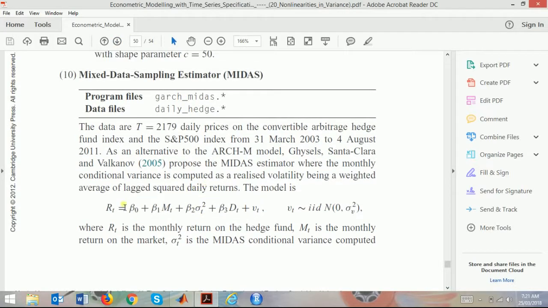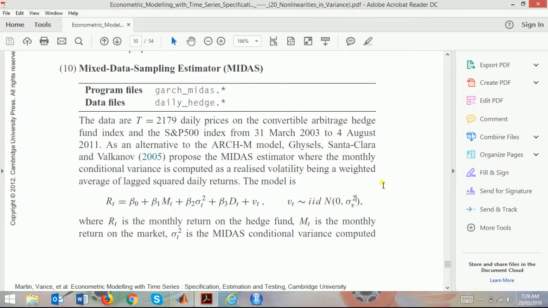So let's move into a very important problem, as I feel, a mixed data sampling estimator. Come back. Mixed data sampling estimator, or MIDAS, GARCH MIDAS. This is an important question because we're going to talk about realized volatility. Here the data are 2,179 daily prices on the convertible arbitrage hedge fund index and the S&P 500 index from March 2003 to August 2011.